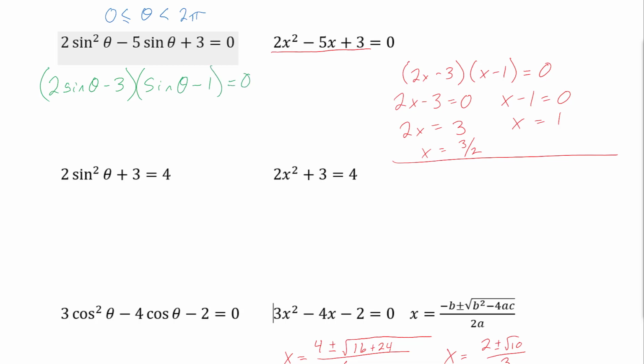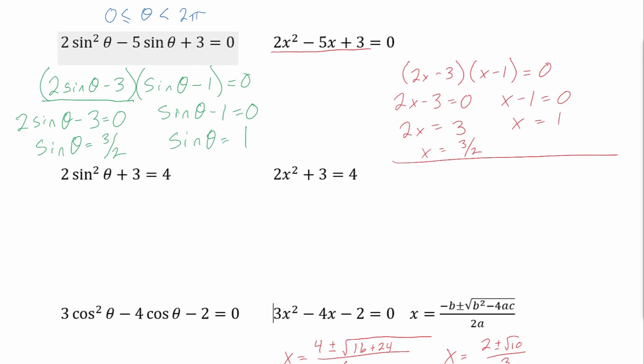And just like before, we have our zero factor property, which says the only way this can be true is if the first factor, 2 sine theta minus 3, is equal to 0, or if our second factor, sine theta minus 1, is equal to 0. And we continue solving, we get that sine theta equals 3/2, or sine theta equals 1.